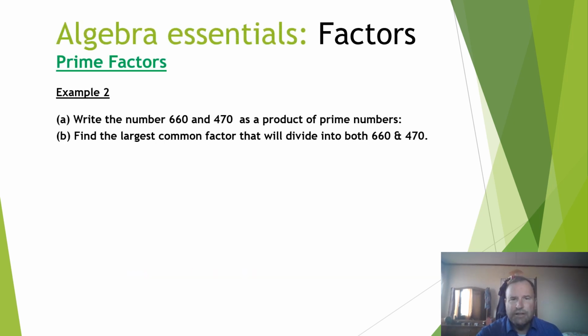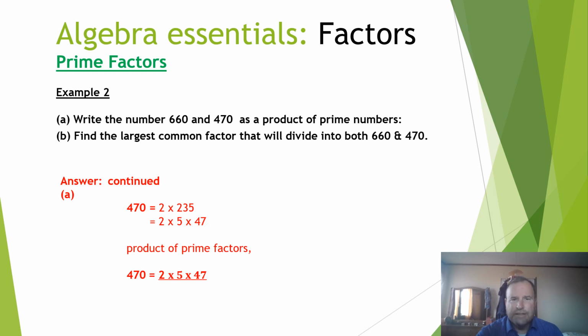Okay, now we're going to find the factors of 470. So again, 2 times 235, and then the prime numbers for 235: 5 times 47 are the two numbers that when multiplied give you 235, and they're prime numbers. Quite a difficult one, that one there for 235, but you can get it eventually. The product of prime factors then, in order, is 2 times 5 times 47.